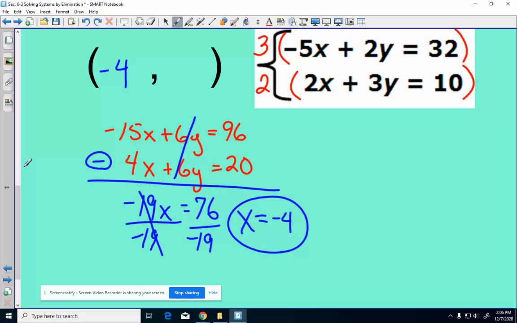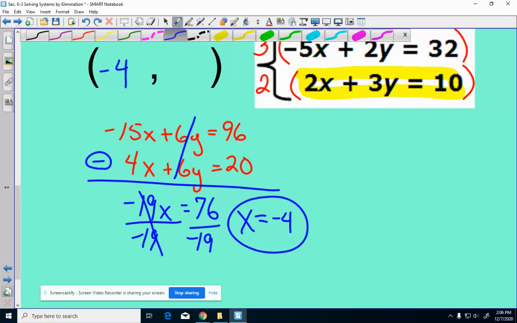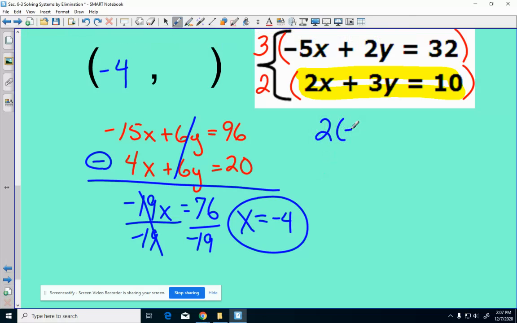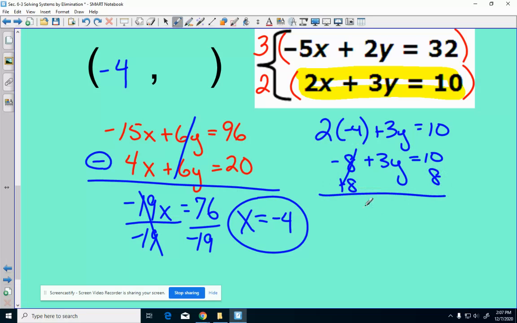All right. And at this point, I'm going to take that answer of negative 4, and I think I'm going to plug it back into this equation here. Looks like it's the smallest. So 2 times negative 4 plus 3y is equal to 10. So negative 8 plus 3y equals 10. Add the 8 to both sides. 3y is equal to 18. So y is equal to 6. And I've got my ordered pair.